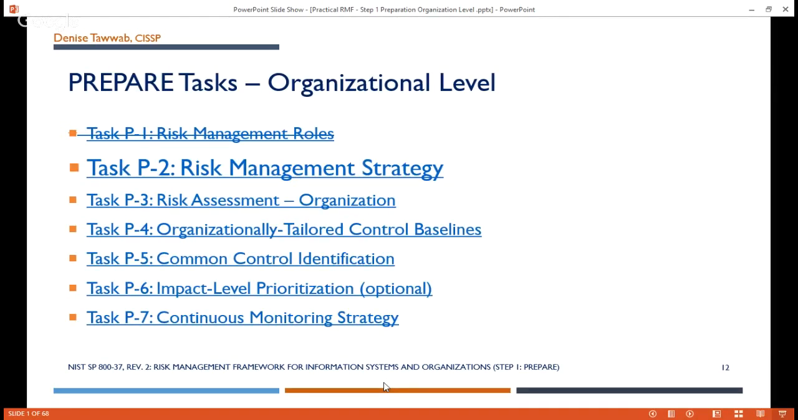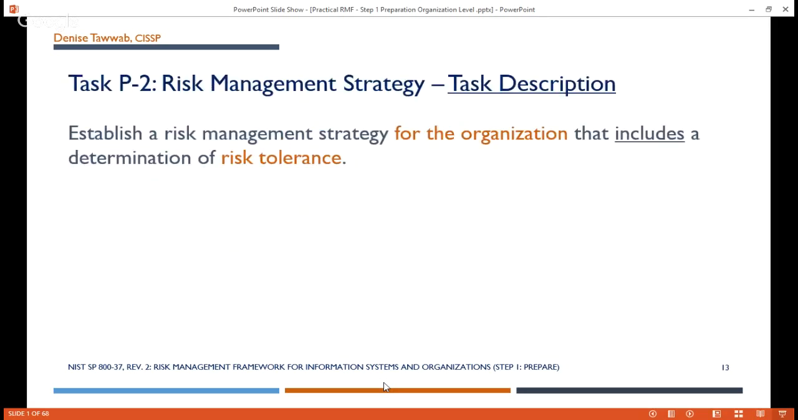All right, the next task is task P2, your risk management strategy. Develop your risk management strategy. In this task, you establish a risk management strategy for the organization that includes a determination of risk tolerance.